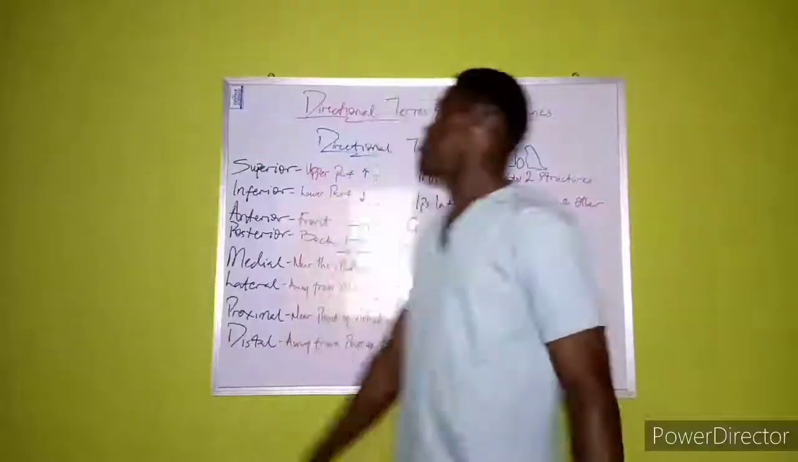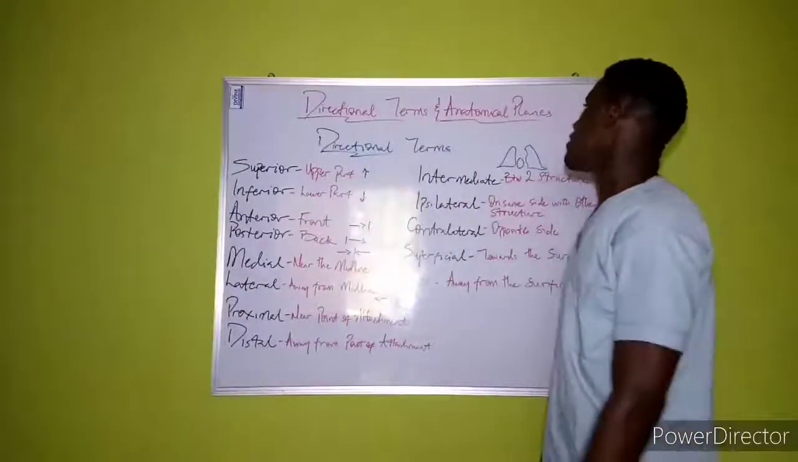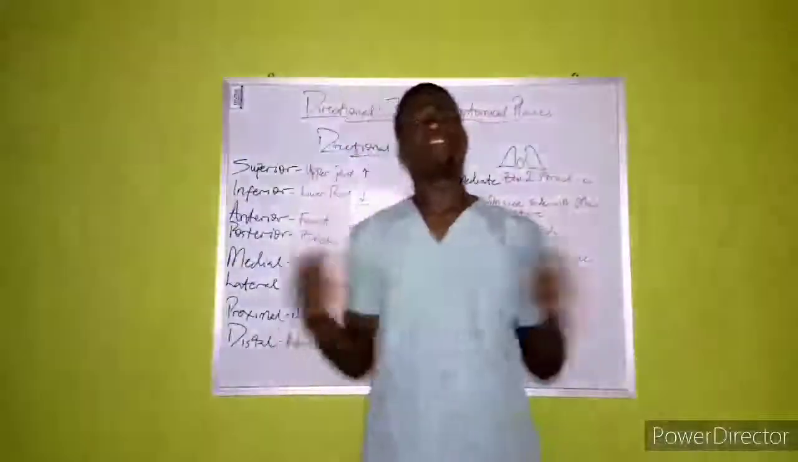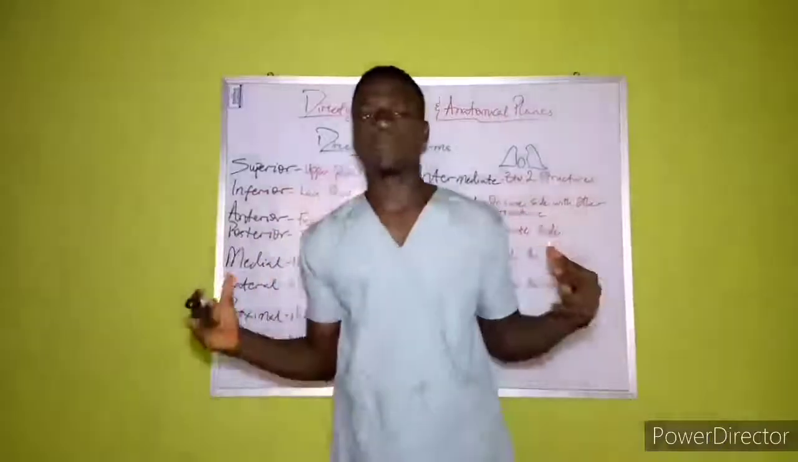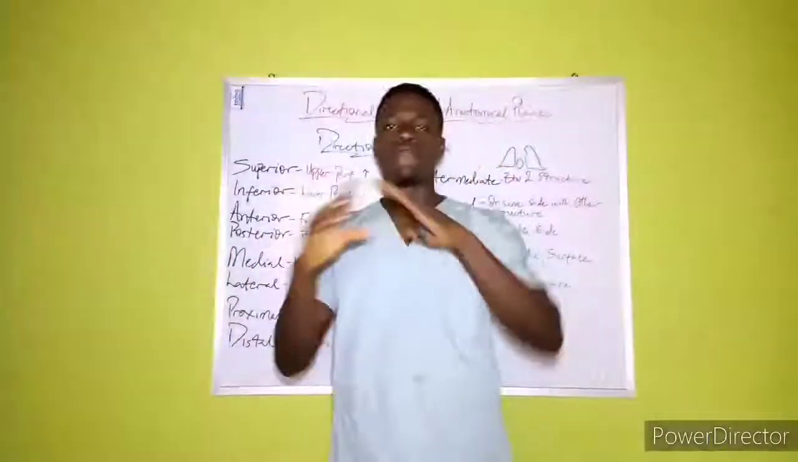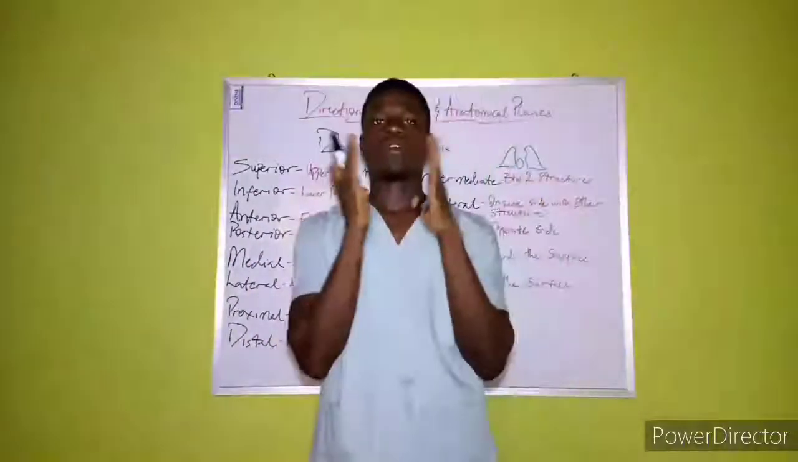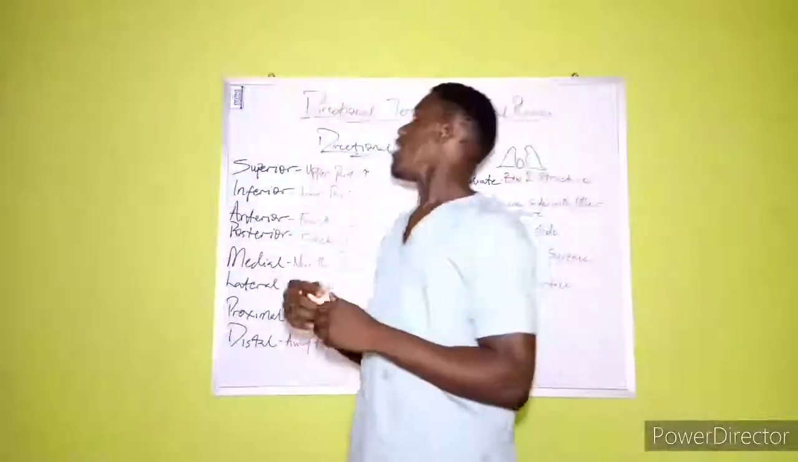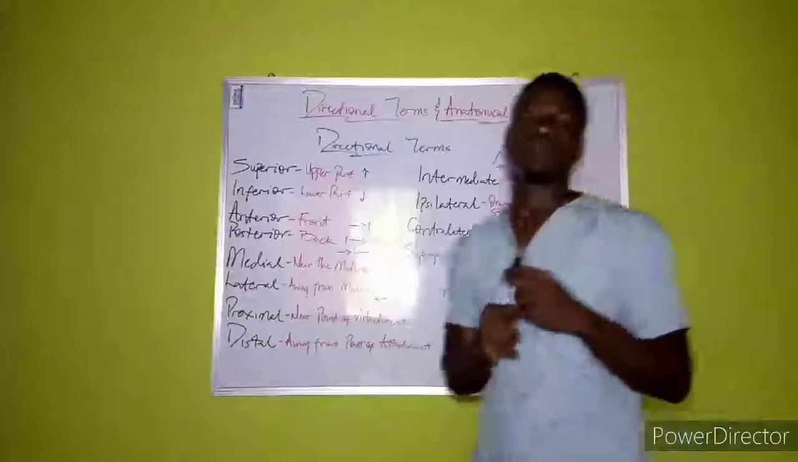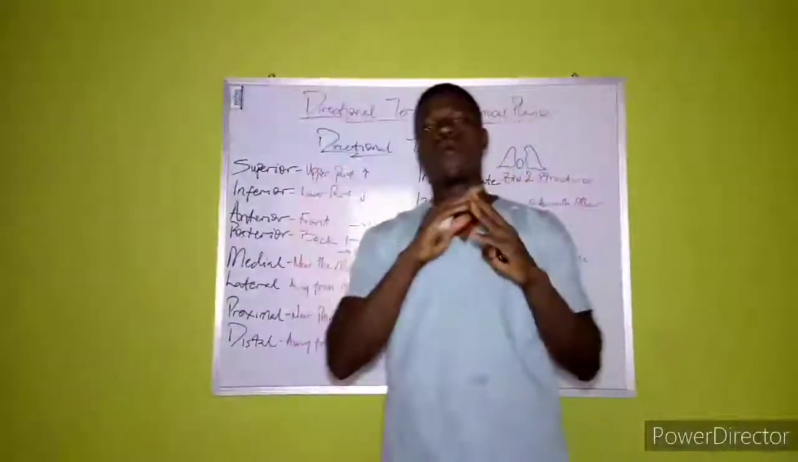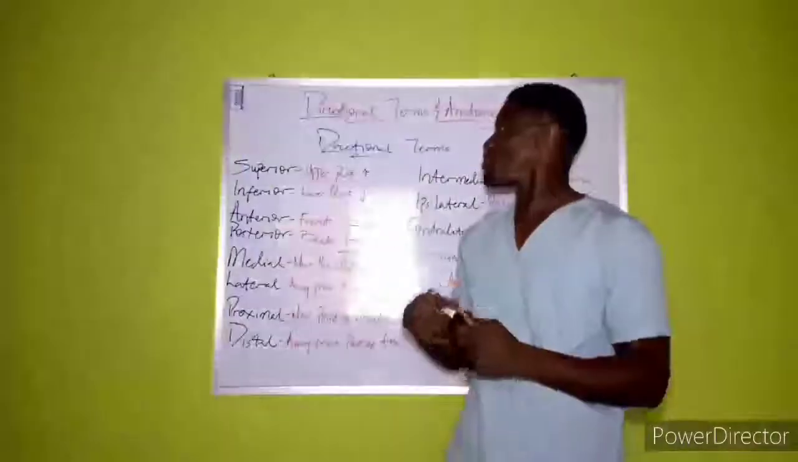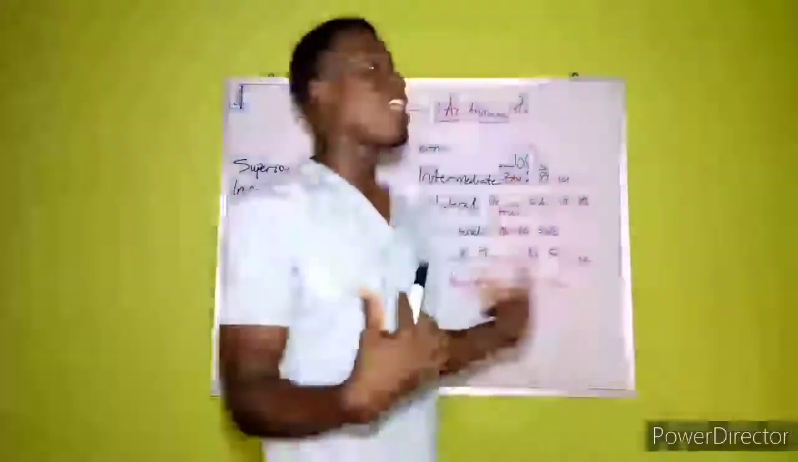In this video, we'll be talking about directional terms and anatomical planes. Directional terms simply refers to those terminologies used to refer to various positions of the body parts in anatomy and physiology, while anatomical plane simply refers to those imaginary lines that are drawn over the body surfaces used to bisect the body. But for now, first of all, let's talk about the directional terms.